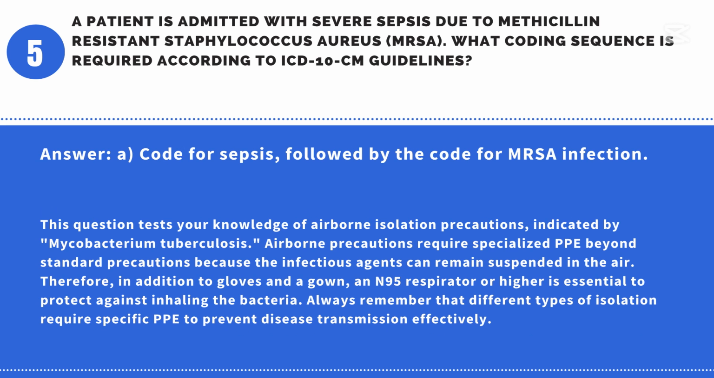Answer: A. Code for sepsis, followed by the code for MRSA infection. This question requires knowledge of coding sepsis and infectious agents. When sepsis is due to a specific organism, you must code the sepsis first, followed by a code to identify the infectious agent. The guideline for coding sepsis specifies that a code from subcategory R65.2, severe sepsis, must be used, and this code requires an additional code to identify the infectious agent. Therefore, you code the severe sepsis first, and then code the MRSA infection.